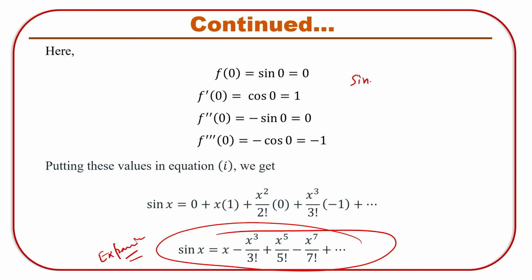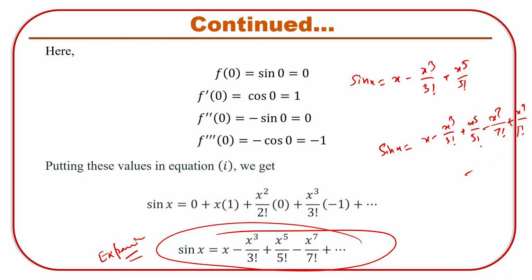According to the Maclaurin series, sin x is the sum of infinite terms. Sin of x can be written as x minus x cube by factorial 3 plus x to the 5 by factorial 5 minus x to the 7 by factorial 7 plus x to the 9 by factorial 9, and so on.